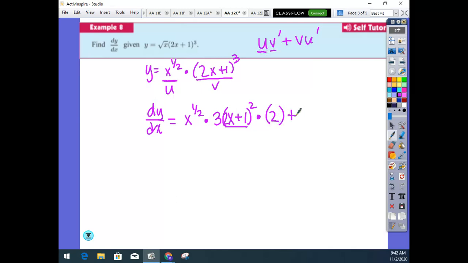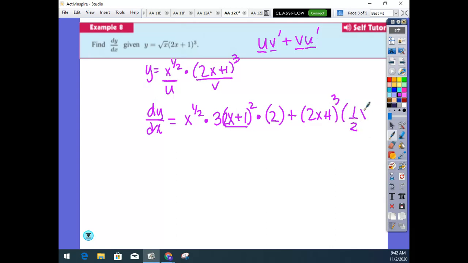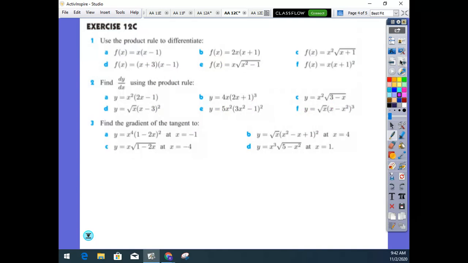Now I'm going to add v u prime, 1/2 x to the negative 1/2. And I'll just leave it like that. There are some things we can simplify, but right now let's just focus on the product rule. And that's it.